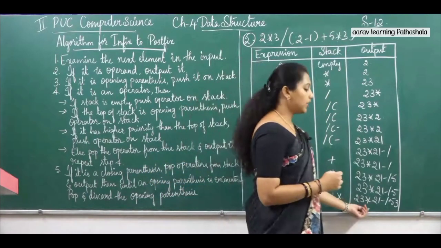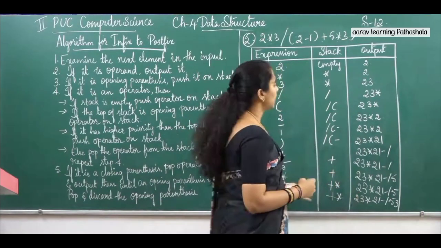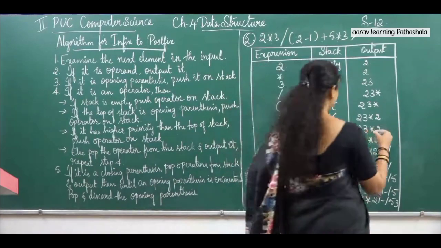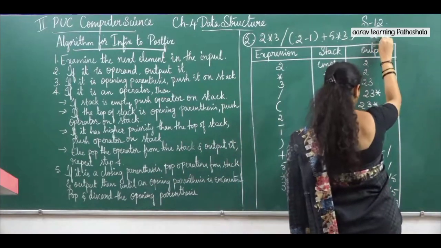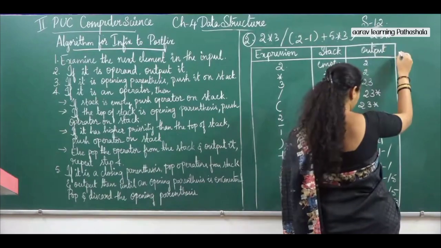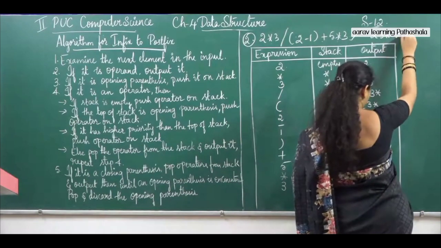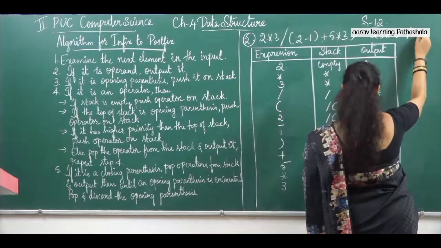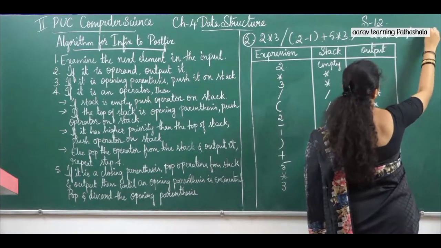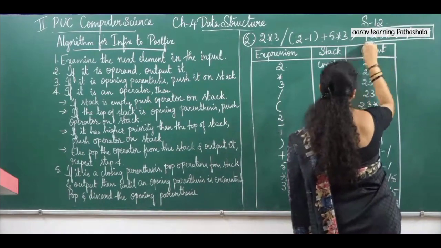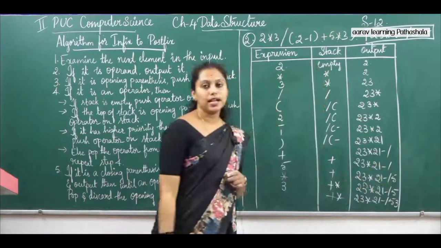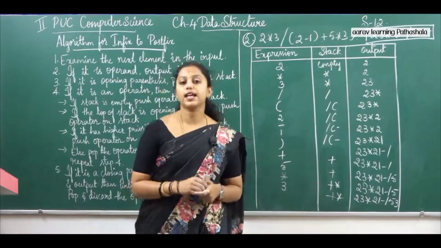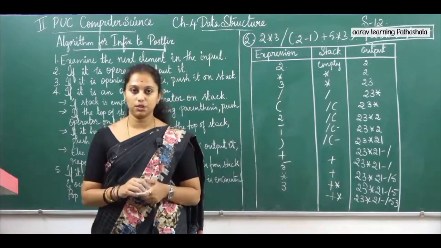Here we don't have any more inputs. So we are going to pop out all the operators from the stack. The output will be 2, 3, multiplication symbol, 2, 1, minus, division symbol, 5, 3, star, plus. This will be the output of this infix expression. So this is how we are going to convert from infix expression to postfix expression.